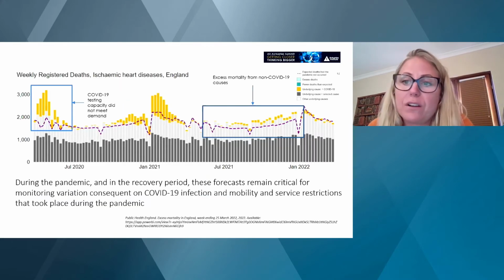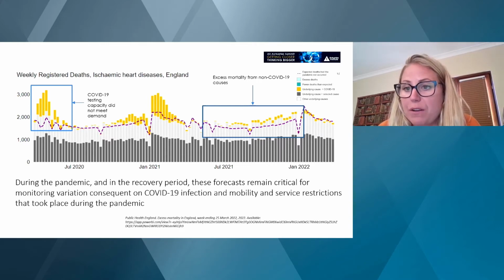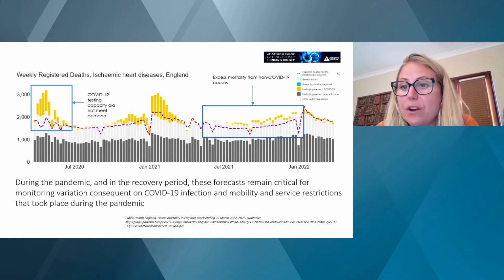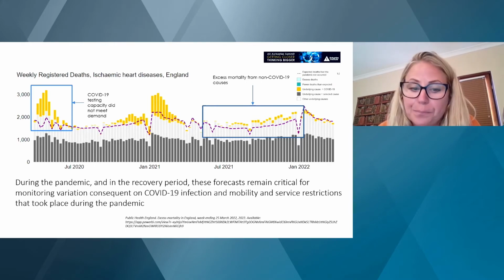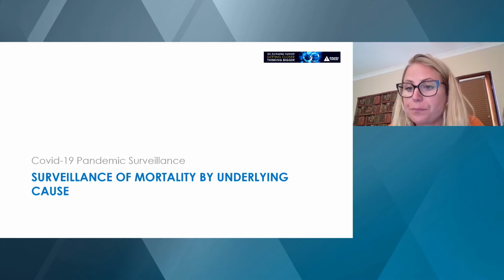But you can also use it for real-time surveillance, and particularly in the recovery period, as I mentioned in the earlier chart, you can see where we're experiencing excess over and above what we expect that's not related to COVID-19. And today we talk about how we use these charts in the pandemic, but also why we believe that the expected line there in purple is an overestimate for anything past the first wave of the pandemic. And I'm going to hand over to Peter now to talk about surveillance of mortality by underlying cause during the pandemic.